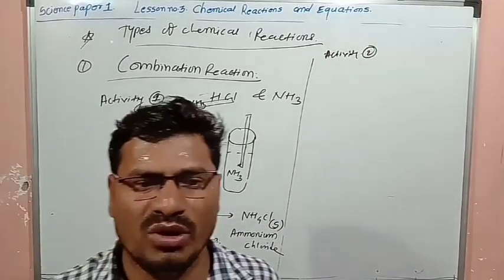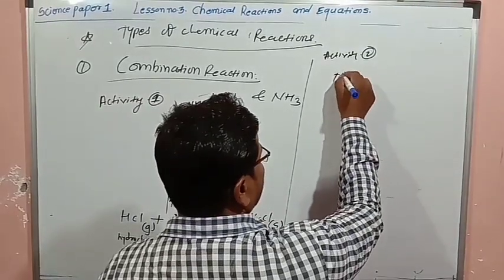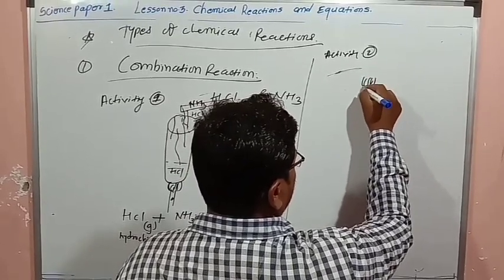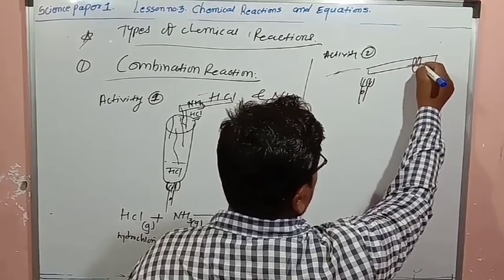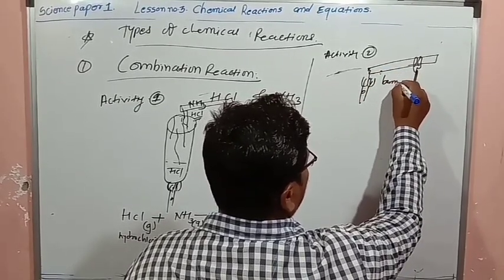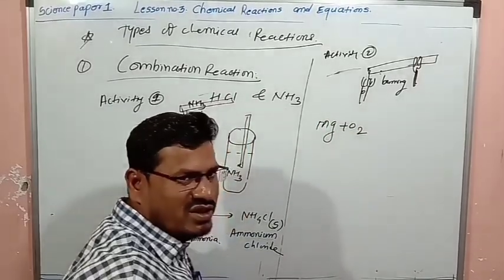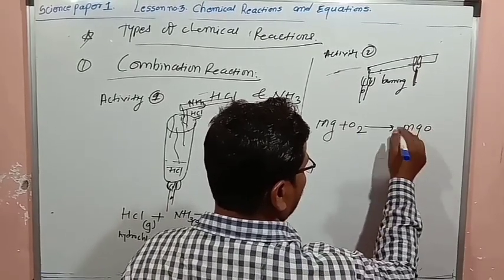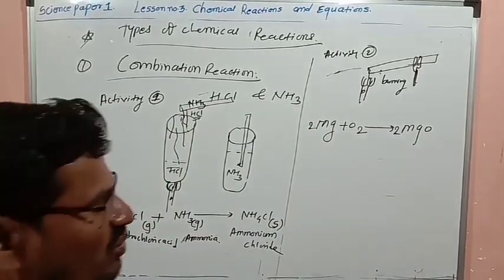In activity number 2, what do you have to take? You take a magnesium ribbon. Suppose you take one burner. On that burner you hold the magnesium ribbon with the help of tongs. Then it will burn. Magnesium comes in contact with oxygen and forms MgO. Since O2 is there twice, you multiply by 2 here and 2 here. So 2Mg plus O2 gives 2MgO.